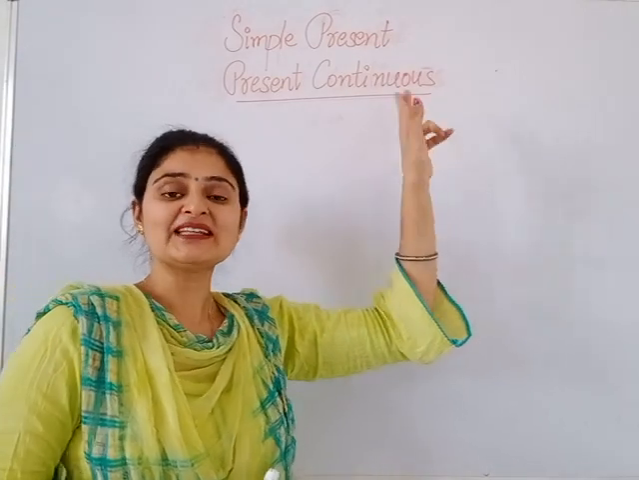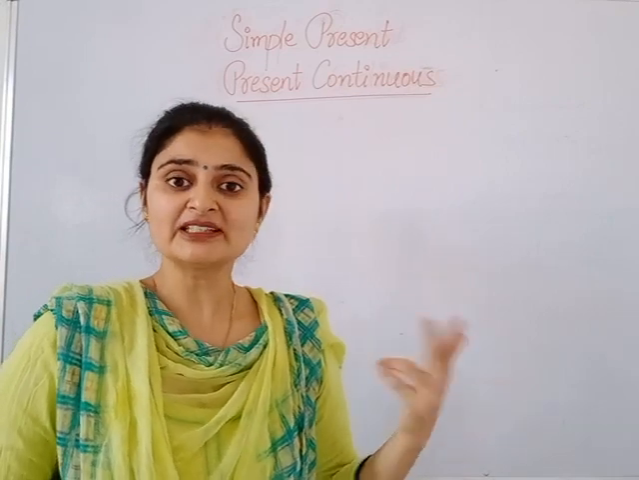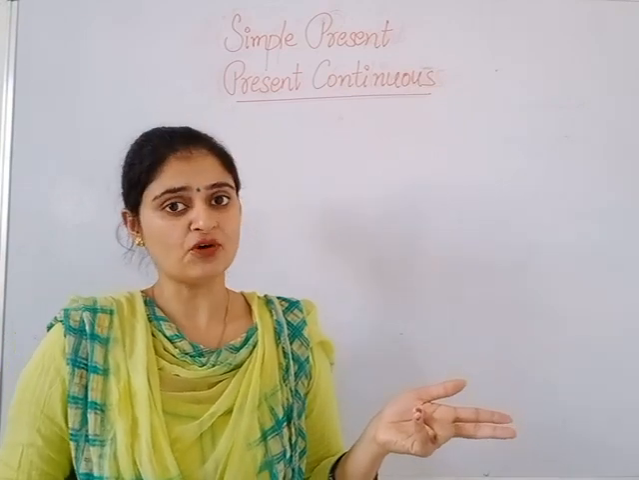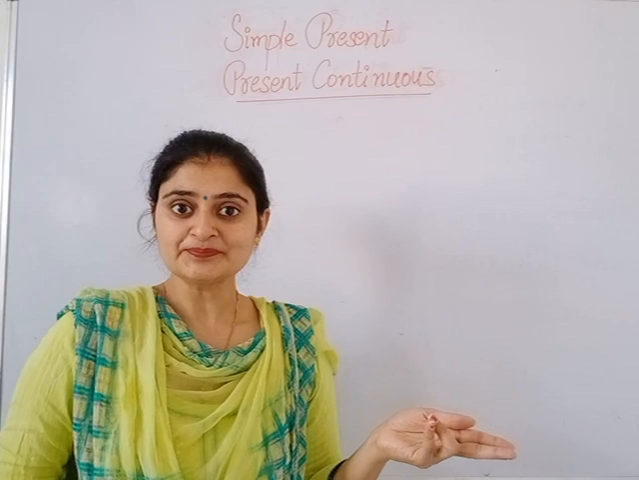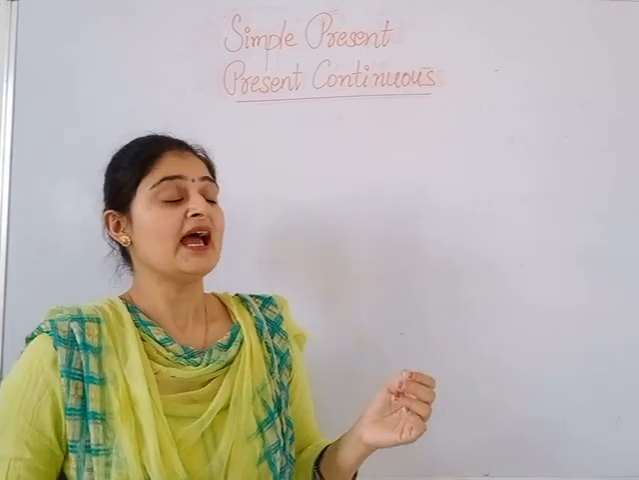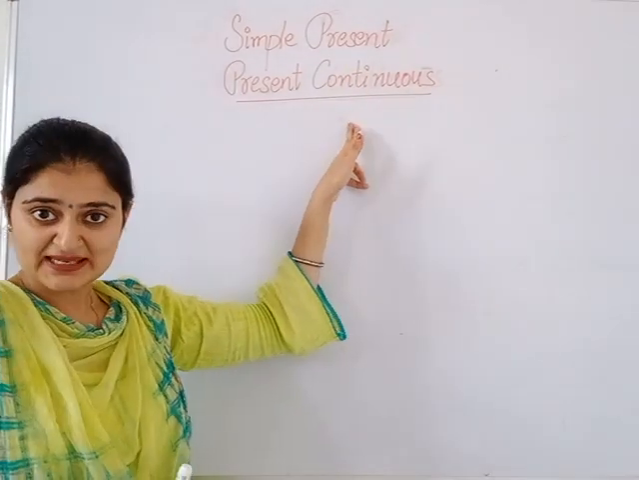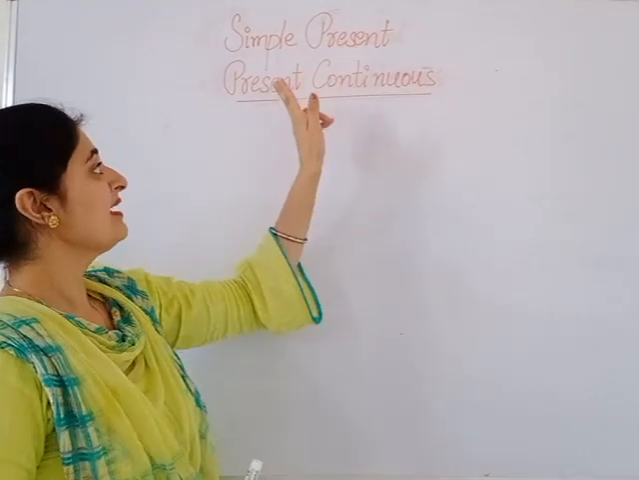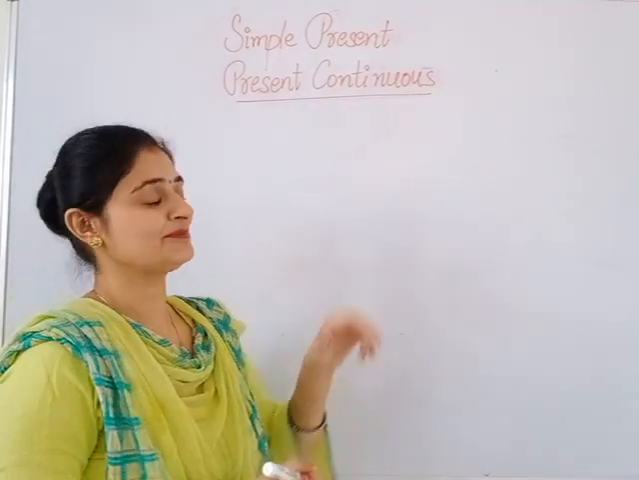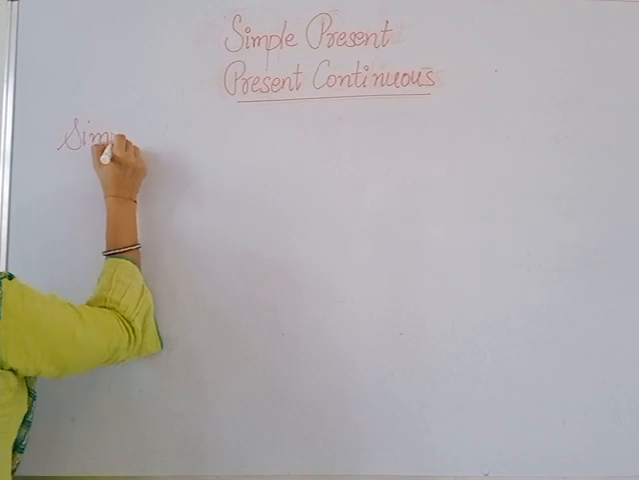We all know that there are three tenses: present, past and future, and further these three have four forms each: simple, continuous, perfect and perfect continuous. And today we are going to learn two forms of present tense, that are simple present and present continuous. Let us start with the simple present tense.